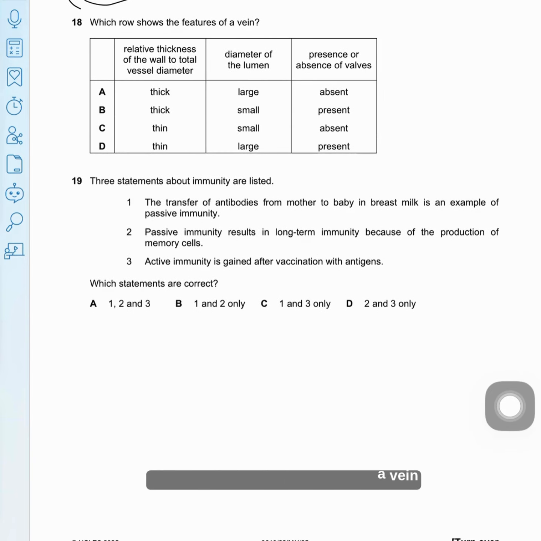Next, 31. The diagram shows the inheritance of a genetic condition in one family. A circle is a female with the condition. If it's not shaded, it's a female without the condition. A square is a male with the condition. If it's not shaded, it's a male without the condition. So here, a healthy woman is married to an infected male.